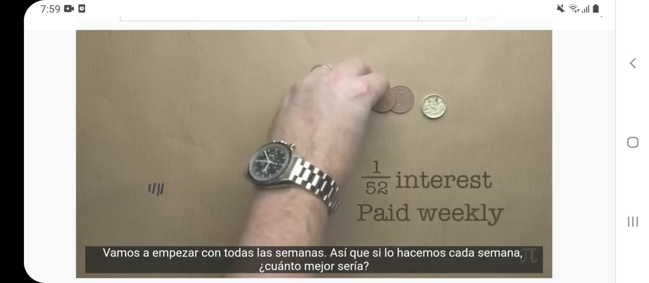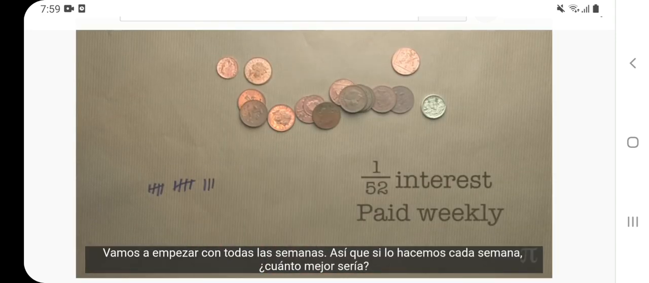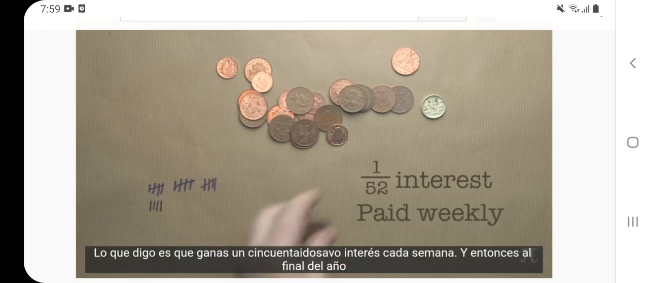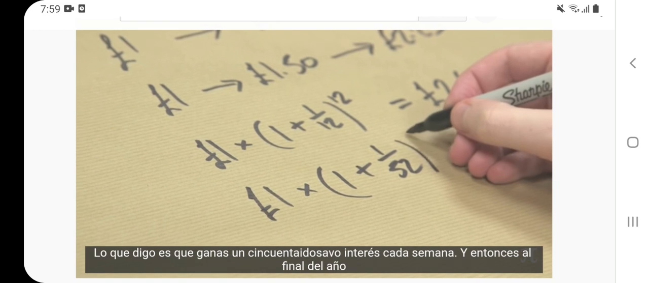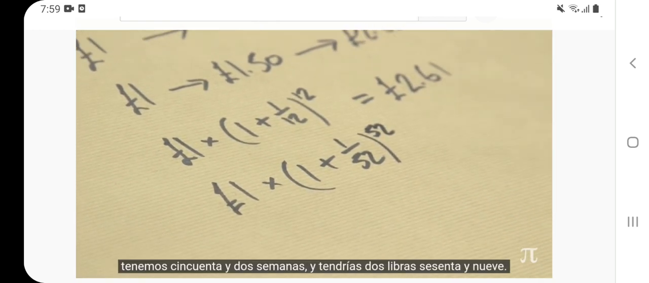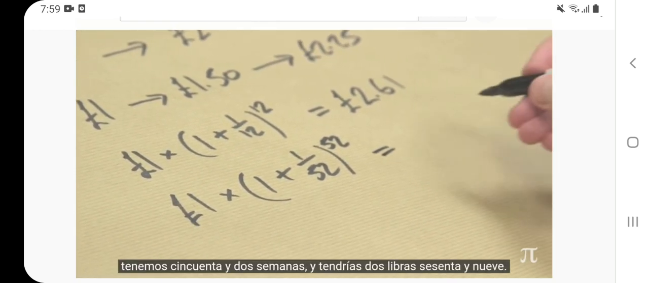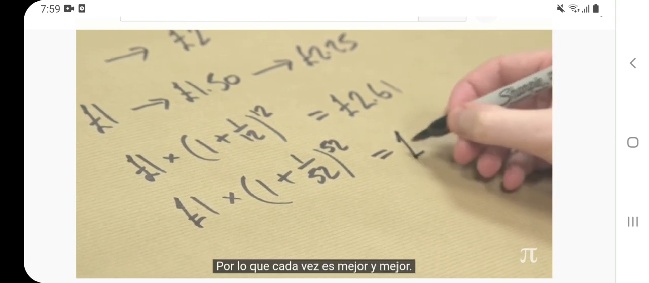Let's start with every week. Okay, so if we do it for every week, how much better is that? Okay, what I'm saying is you're earning 1/52 interest every week, and then after the end of the year, you've got 52 weeks, and you would have £2.69. So it's getting better and better and better.